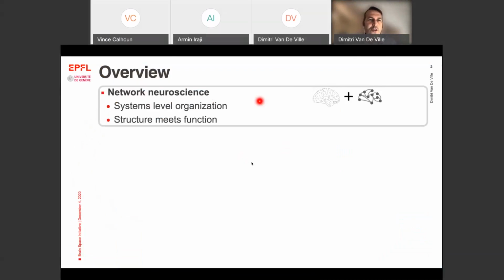So the structure of the talk will be as follows. I will start with a quick introduction on network neuroscience and what it brought us the last 10-15 years in terms of how we can look at the systems level organization of the human brain. And in particular, I give a few quick highlights how more recently people are trying to combine structure and function and analyze them together instead of separately.